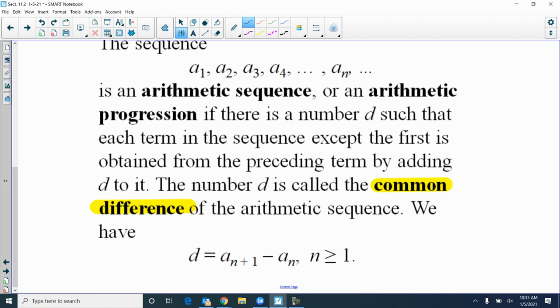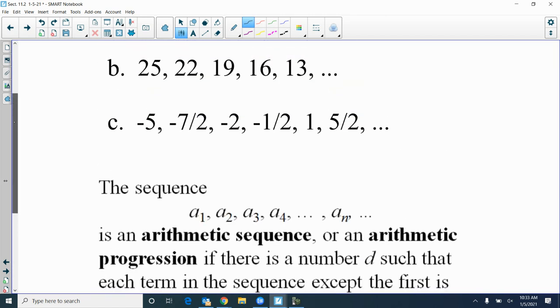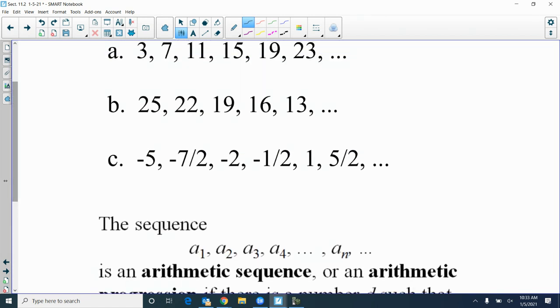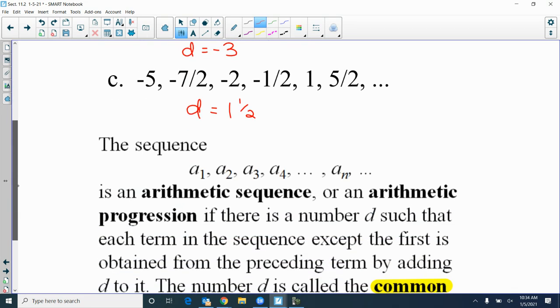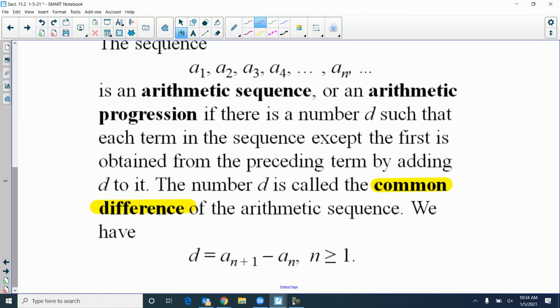Now, if I go back up to those three sequences, for the first one, D is 4. 23 minus 19 is 4. 19 minus 15 is 4. 15 minus 11 is 4. D is negative 3: 13 minus 16, 16 minus 19, 19 minus 22. And D is positive 1.5 for that third one. So that's what we talk about here for sequences: a common difference.